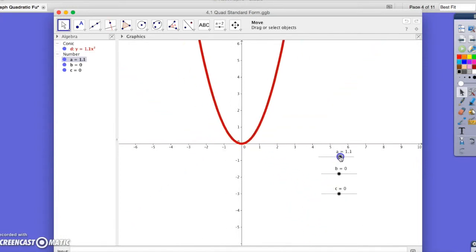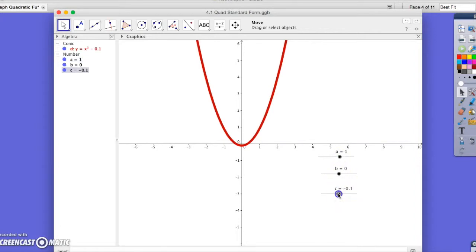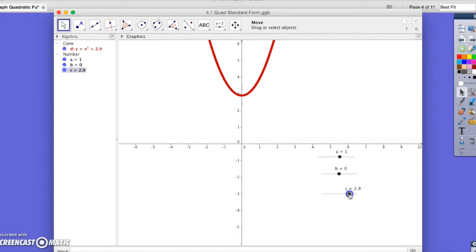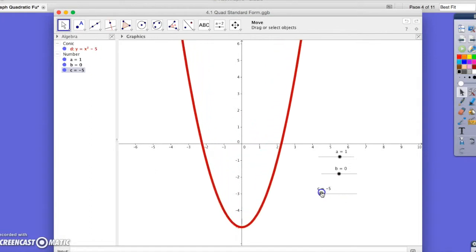Now we said the c. Well, let me get back to my standard here. If I move c, here's 3. What do you notice? It's at positive 3 along the y-axis. Let's go to negative 5. Where's the c? At negative 5. So the y-intercept is c. It's where it cuts through the y-axis.